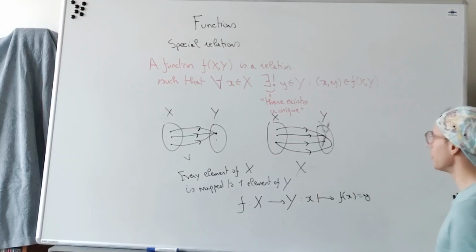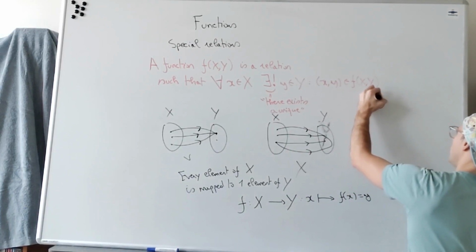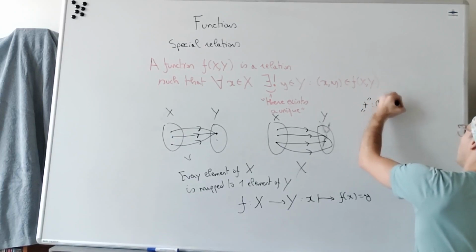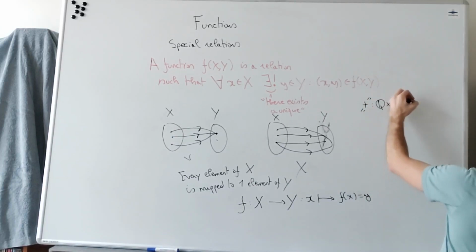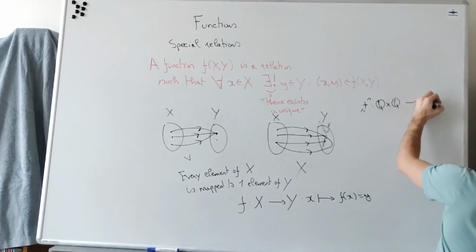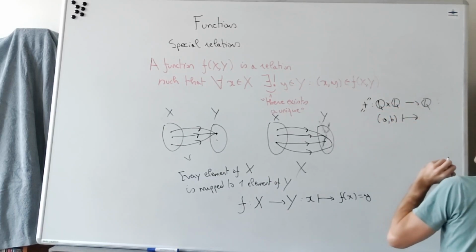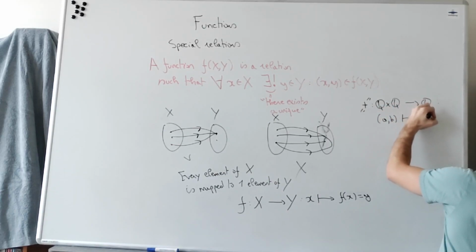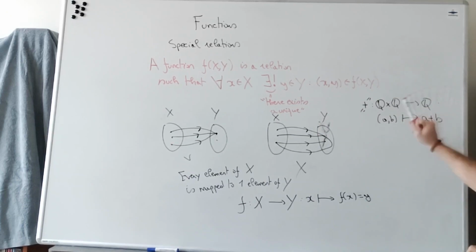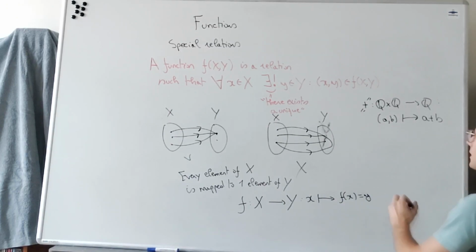Now we can understand, for example, this plus function. We start in all the tuples of rational numbers, we end up in the rational numbers, and a tuple (a, b) is mapped to the sum a plus b. So now we understand everything needed to read this function. What does it actually do? Think about it.